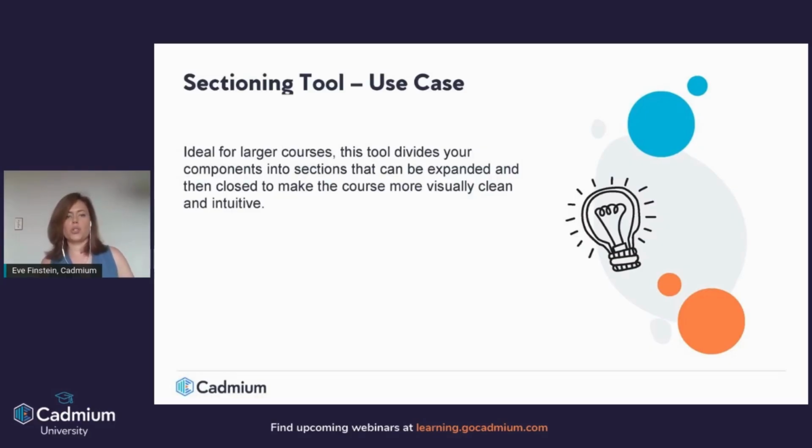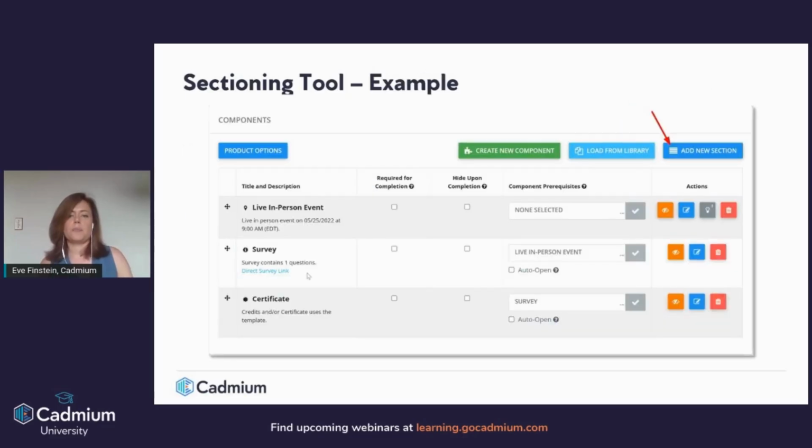so that users can see, here's section 1, 2, and 3, or here's intro, main, conclusion, anything like that, to make it a little cleaner for the user, a little bit more visually appealing. That's really what we're getting at here. So in your components page, when you're looking at it, on the far right, there is an add new section button. That's where you get to this tool we're talking about.